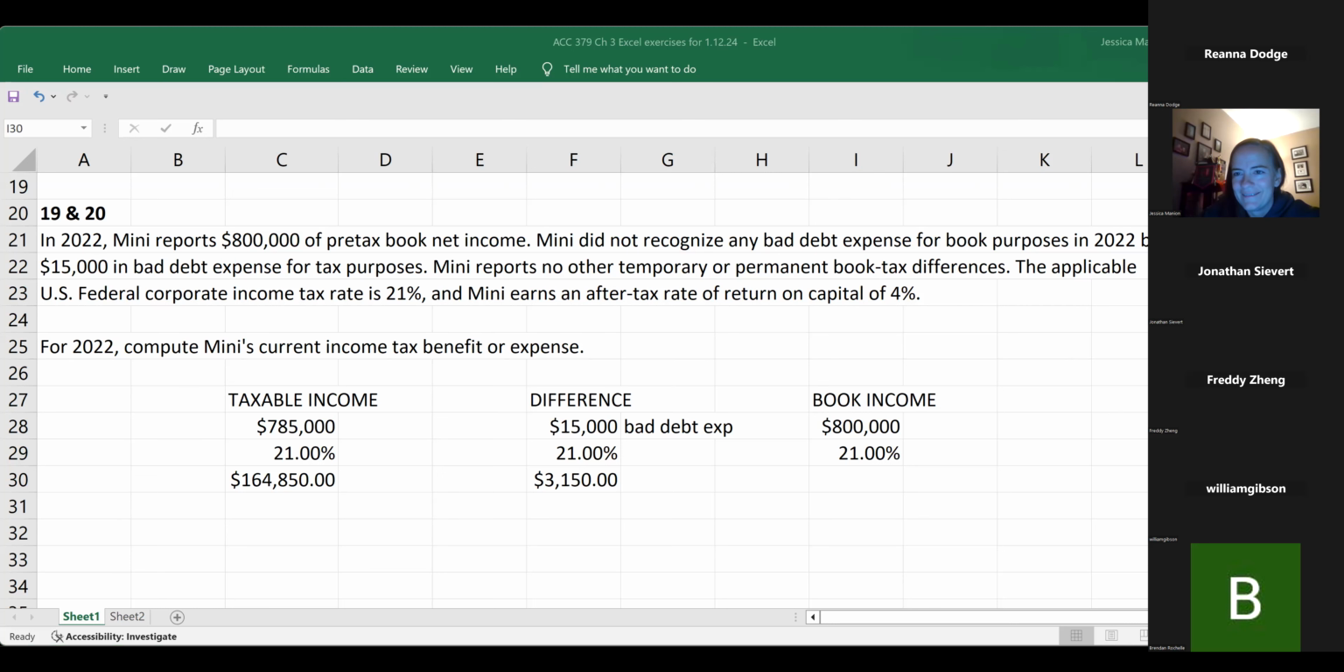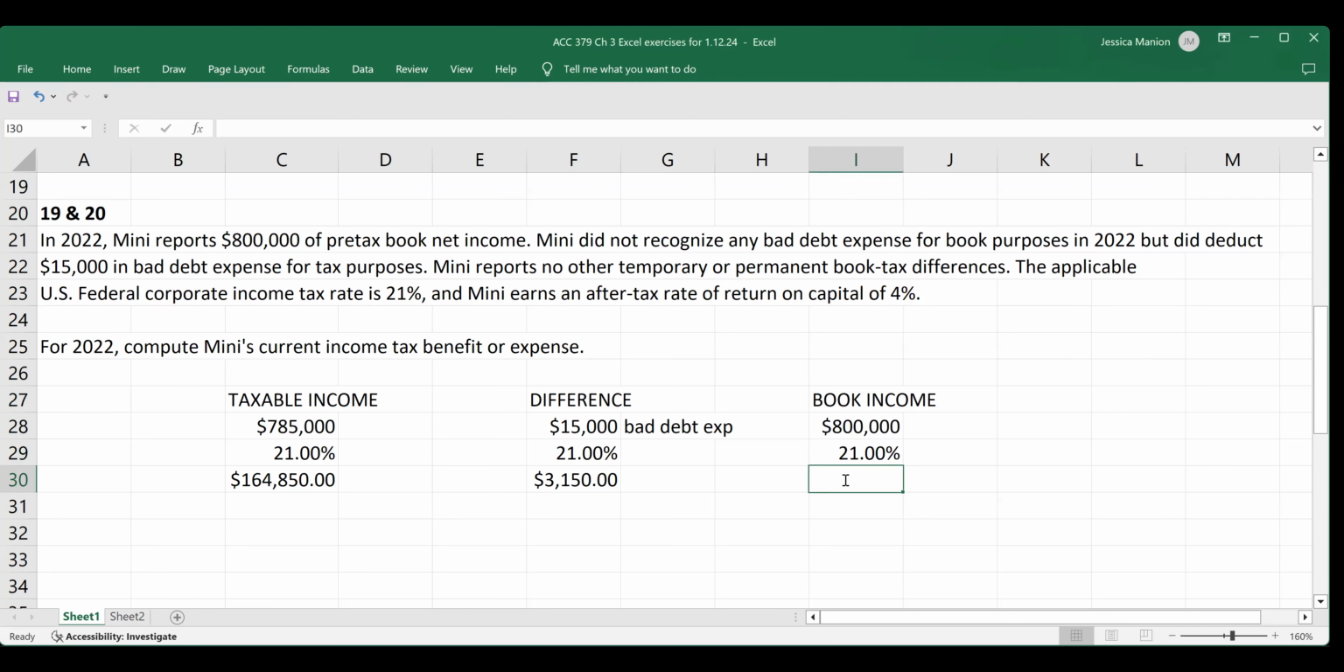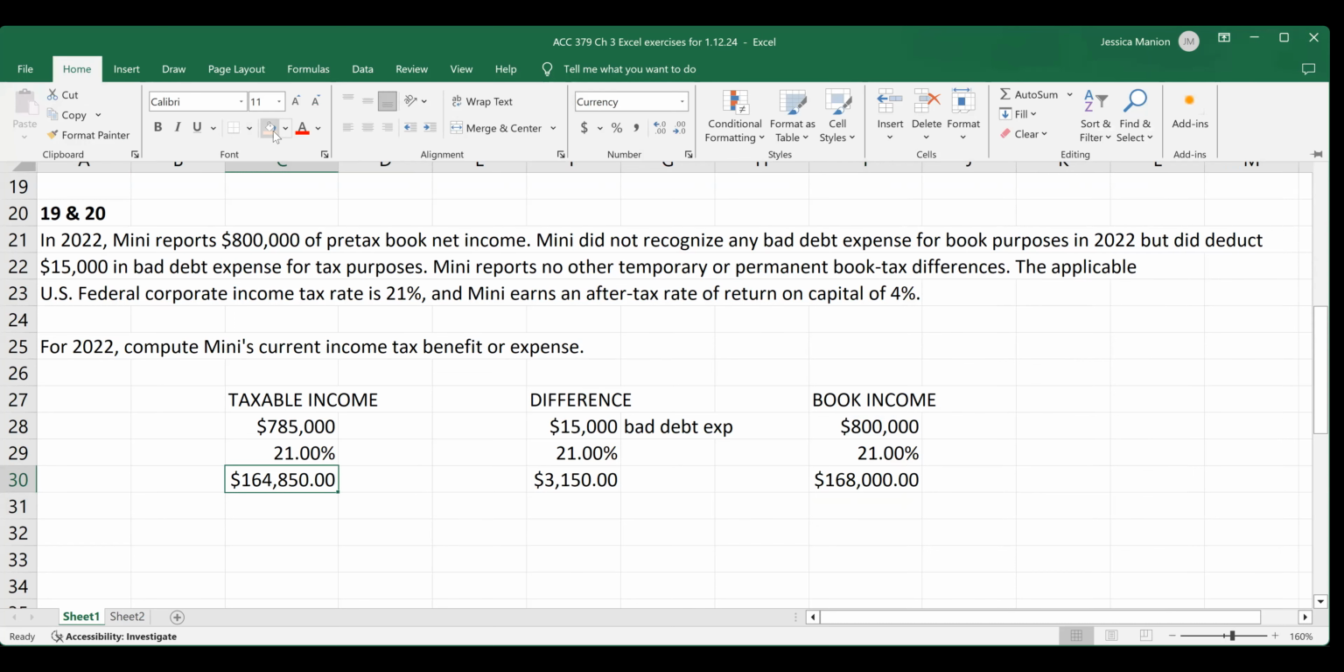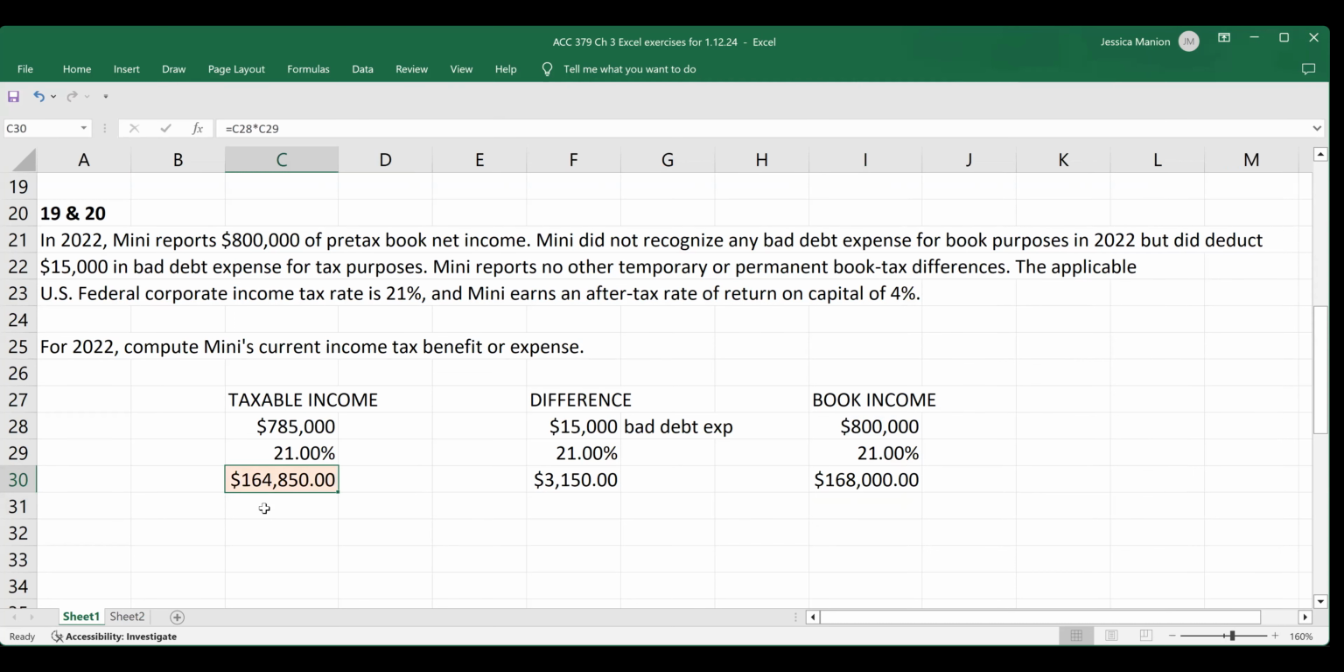Okay. All right. Let's see. And then book income equals 800,000 times 21%. Okay. So in number 19, they were just asking for our current tax expense. So again, that's what we have here. I'll highlight it for us. This is our current tax expense.